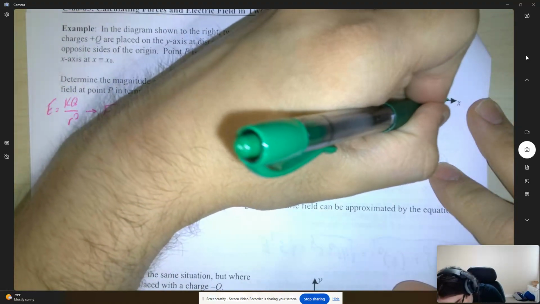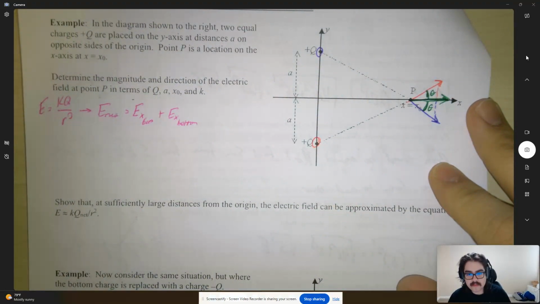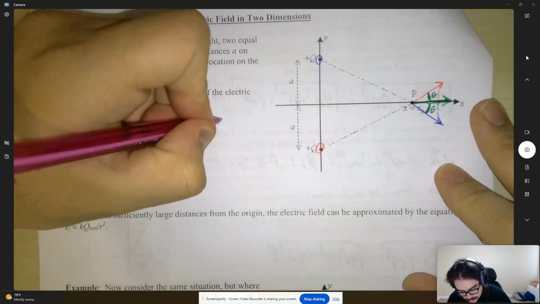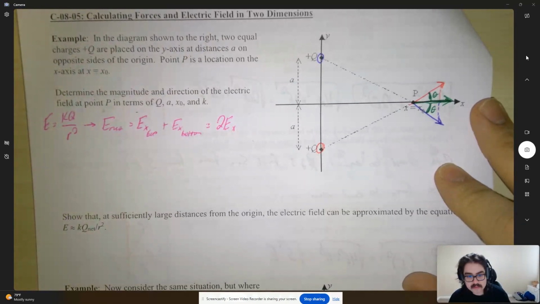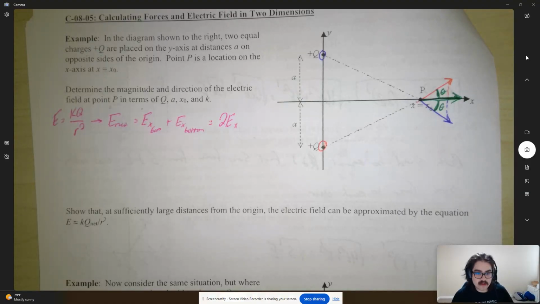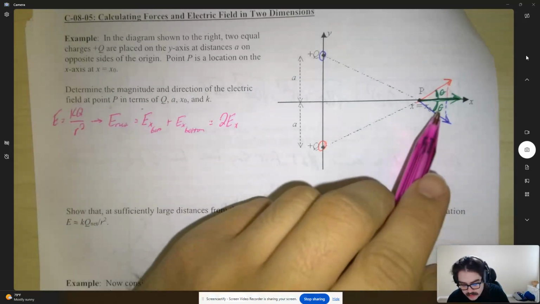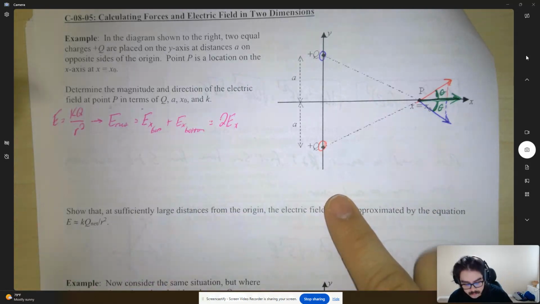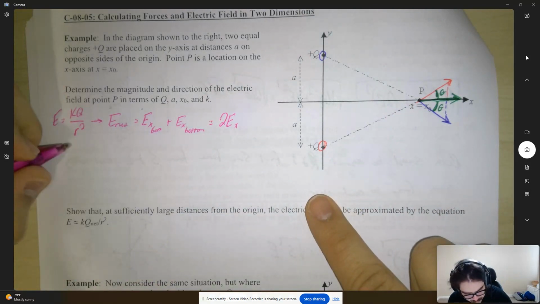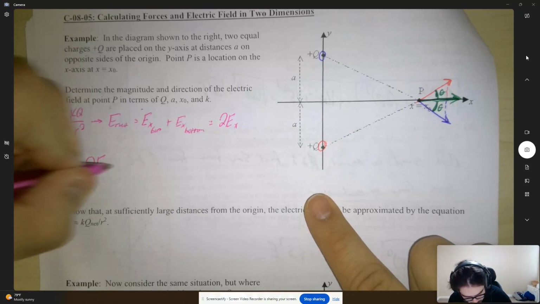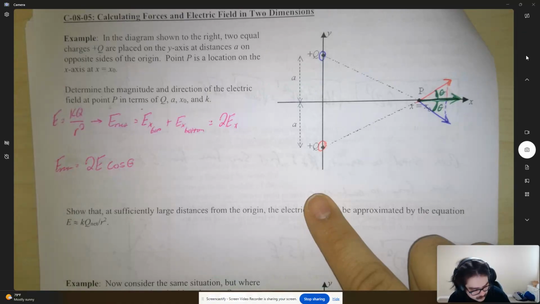Right there. Now, these two charges are equal in magnitude and they're equal distances. So really, this can be written as 2 E sub x. Okay, so if I can figure out the x component of the field from one of the charges, then that's the same for both of them. I just multiply by 2. Okay, so in order to do that, I need the side adjacent to the angle, and that's going to be cosine. So E net is equal to 2 E cosine theta. Okay?